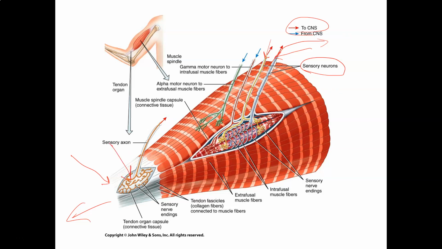Here's another example of a proprioceptor. This one is in your tendon, and this is an example of an encapsulated one. It's got a connective tissue capsule around it. So again, when you're moving your muscles, it's pulling on your tendons in order to move your bones as levers at your synovial joints, and that's going to stimulate these sensory receptors, these sensory axons will carry action potentials to your CNS.